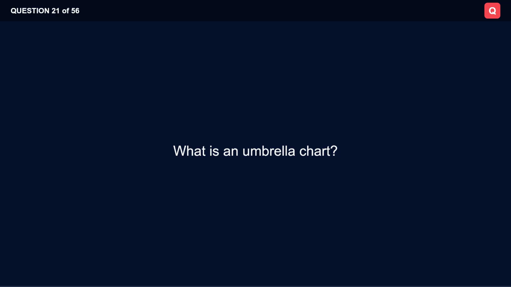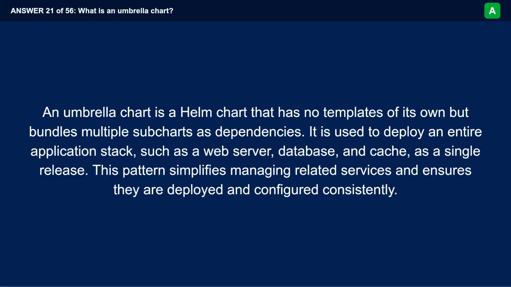What is an umbrella chart? An umbrella chart is a Helm chart that has no templates of its own, but bundles multiple subcharts as dependencies. It is used to deploy an entire application stack, such as a web server, database, and cache, as a single release. This pattern simplifies managing related services and ensures they are deployed and configured consistently.